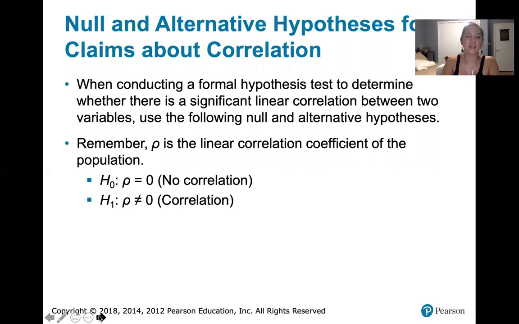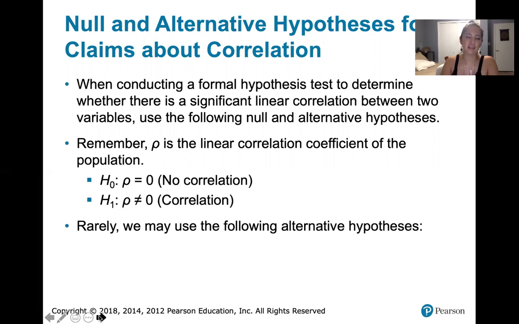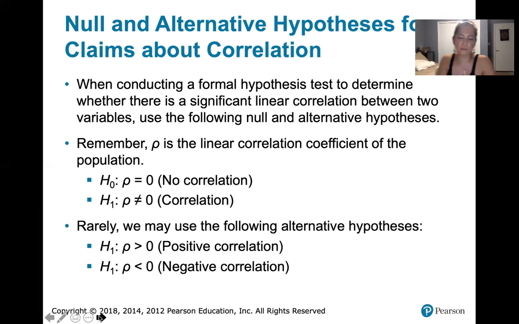Now, very rarely, we may want to say that we have evidence of a positive correlation. So that's saying that as one variable goes up, the other one goes up. So in that case, our alternative hypothesis would be that rho is positive. Another possibility is that we may wish to say that we have a negative correlation between two variables, which is to say that rho is a negative number.